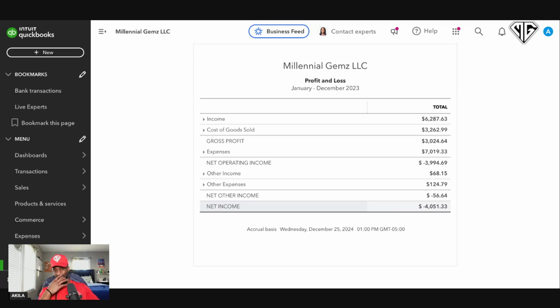So that is what your net income is. Your net income is all of that minus the taxes and other things that go along with it, expenses and stuff like that.